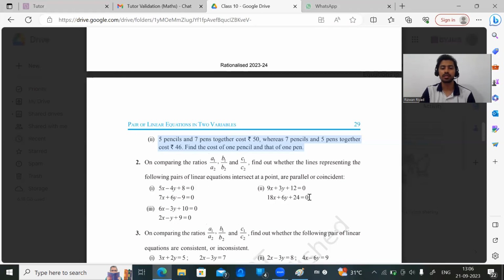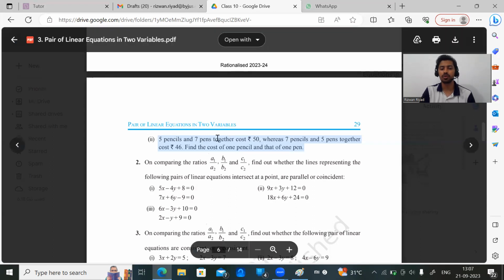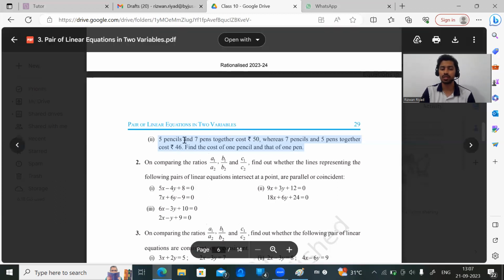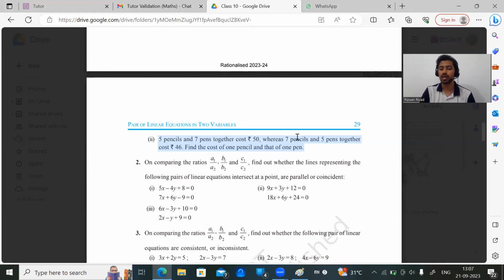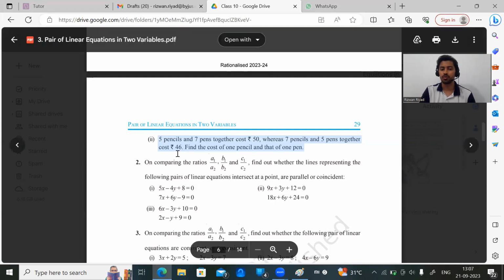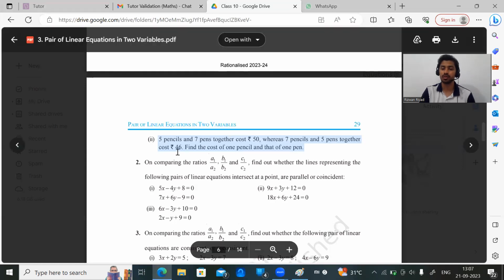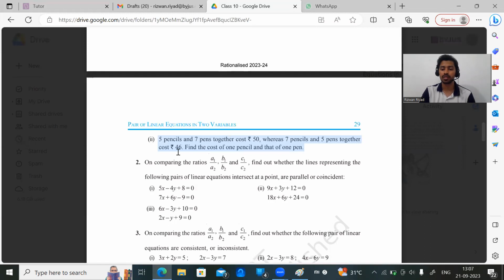We have some pencils and some pens. This is the first case. The cost of 5 pencils and 7 pens is 50 rupees. With this case, you can form the first equation with two variables. Now move to the second case, whereas 7 pencils and 5 pens together cost 46 rupees. This is the second case. With this case, you can form the second equation. So first equation, second equation, you have the pair of linear equations in two variables.